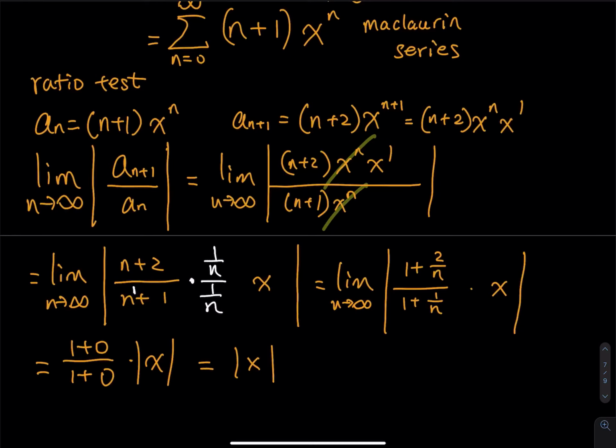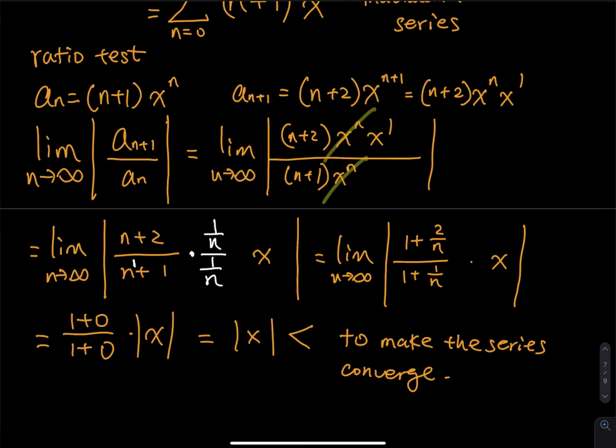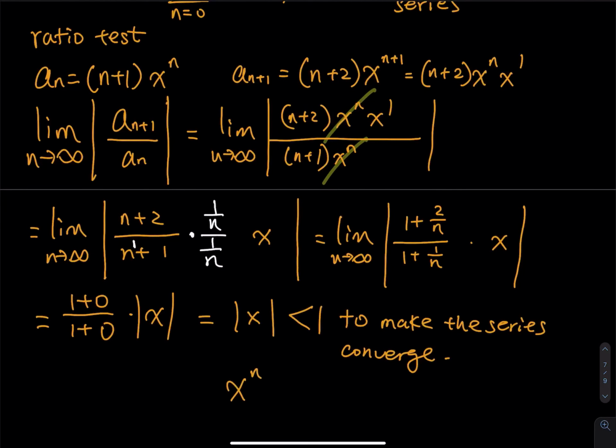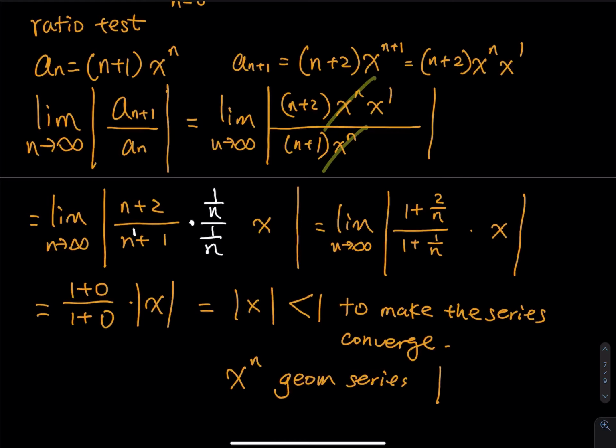What else do we have to write? That must be less than 1 to make the series converge. Why do we have to say this must be less than 1? Because in the given series, we have x raised to the n. We treat that as a geometric series. In order for a geometric series to be convergent, the absolute value of the common ratio, which is x in here, must be less than 1.